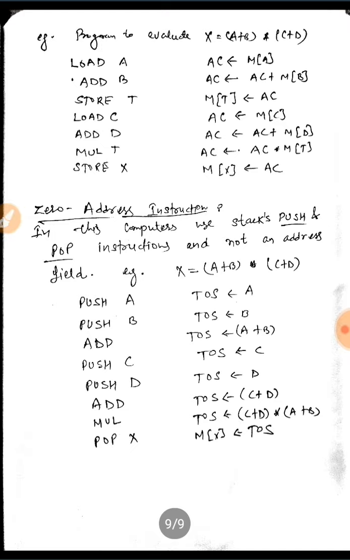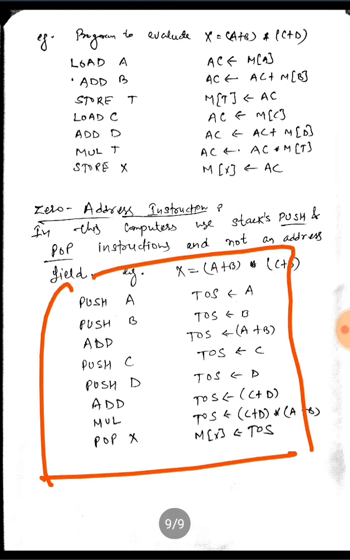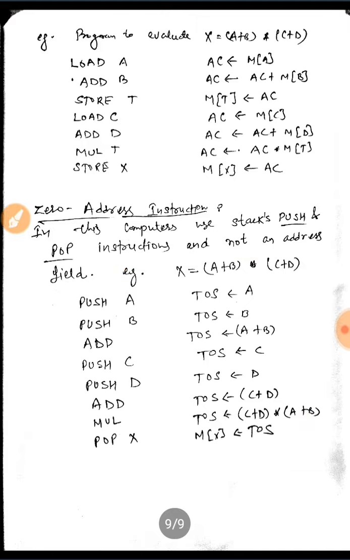And in the zero address instruction we will use the stack operations push and pop. In this, the data will be fetched from the top of the stack, and the operations will be performed. So in this presentation we saw some of the instruction formats and about the instruction cycle. Thank you very much.